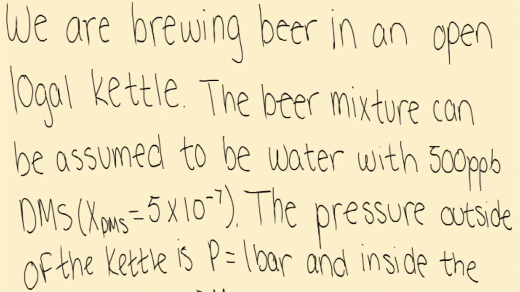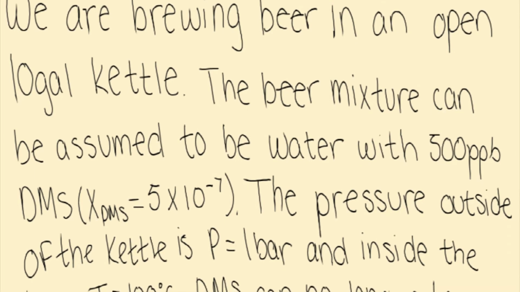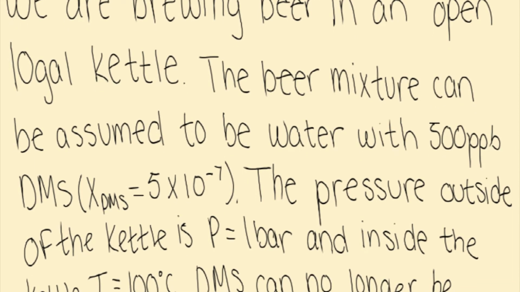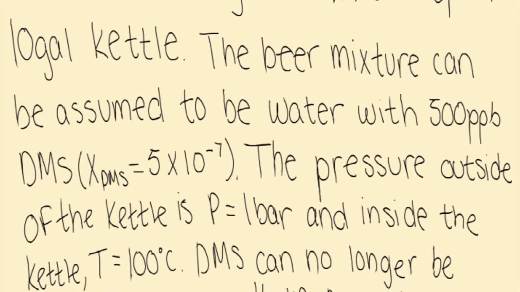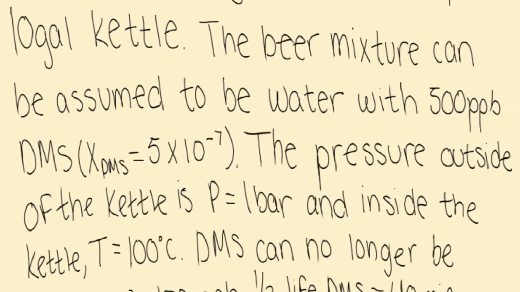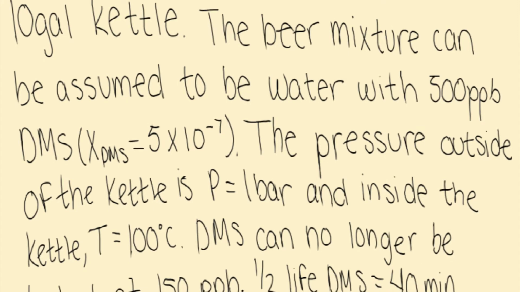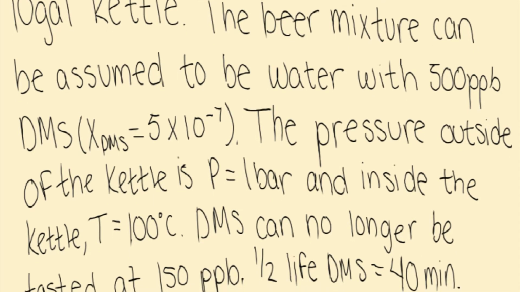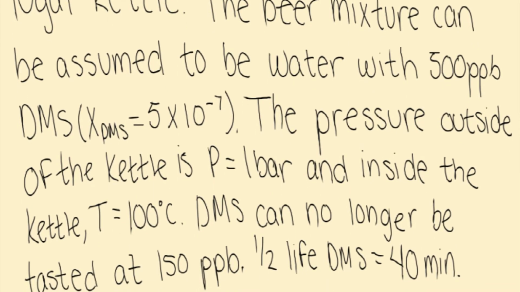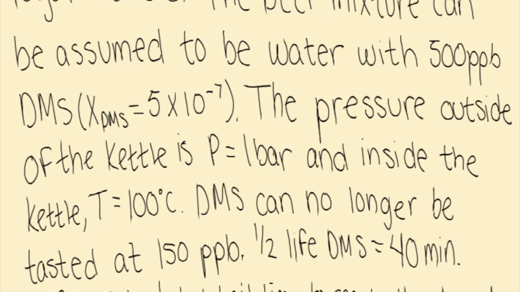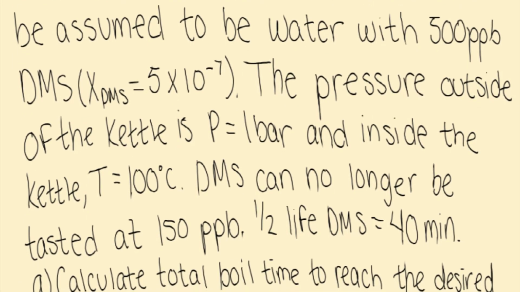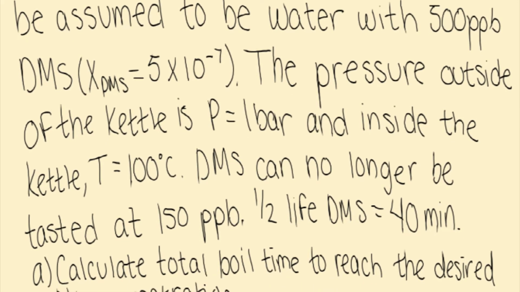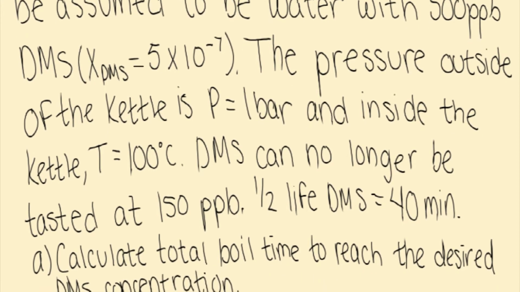We are brewing beer in an open 10-gallon kettle. The beer mixture can be assumed to be water with 500 parts per billion DMS. This means xDMS is equal to 5 times 10 to the negative 7. The pressure outside of the kettle is 1 bar, and inside the kettle, T equals 100 degrees Celsius. DMS can no longer be tasted at 150 parts per billion. The half-life of DMS is 40 minutes.